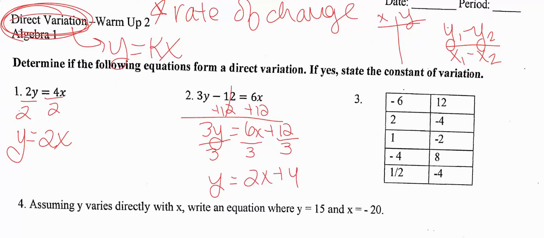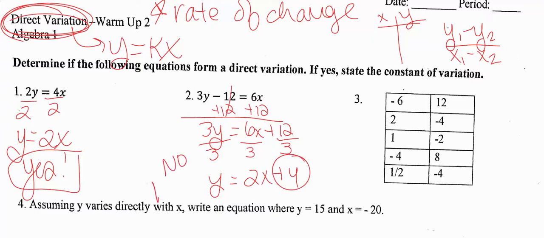Looking at example 1 and example 2, how do I know which one is a direct variation? Well, the one I know is a direct variation is when b equals 0. So if I look at number 1, what does b equal? Well, b equals 0 because there's nothing over here. So yes, this is a direct variation. If I look over at number 2, is number 2 a direct variation? No, because b equals 4. So I would say no, b does not equal 0.